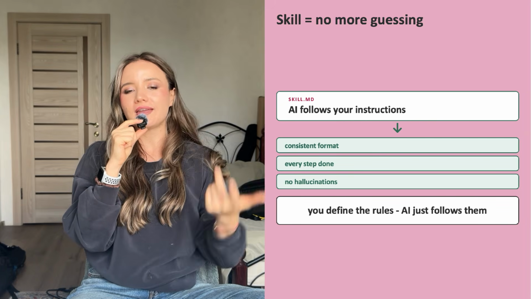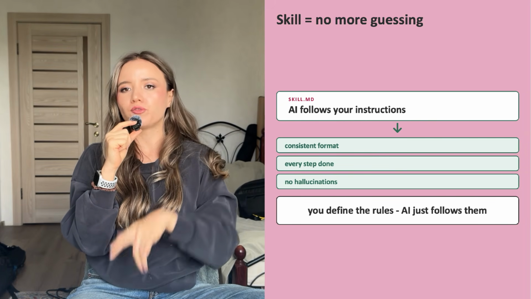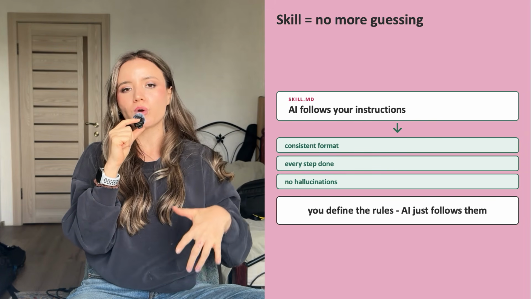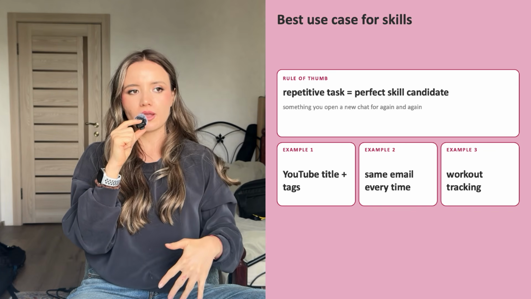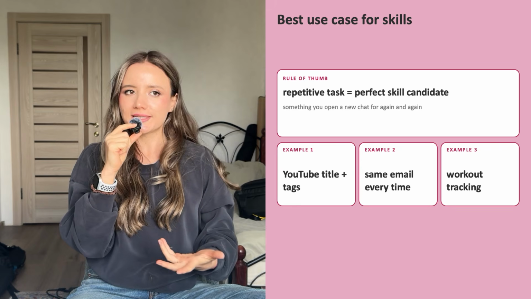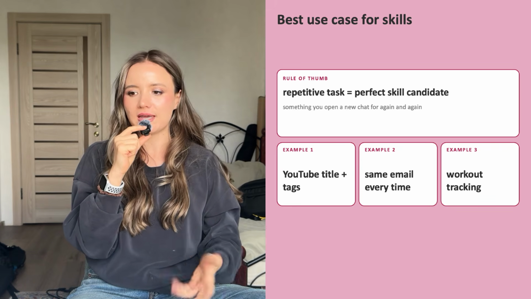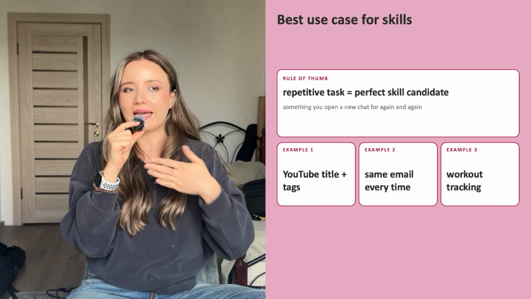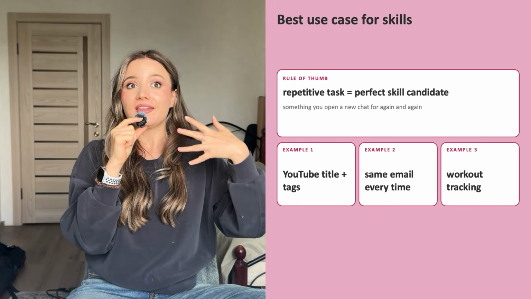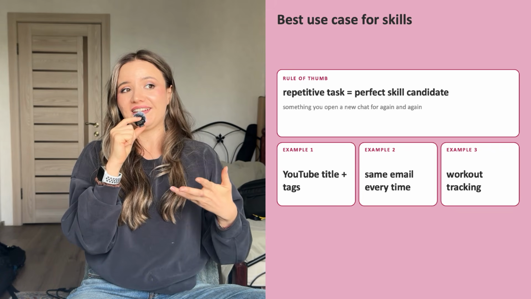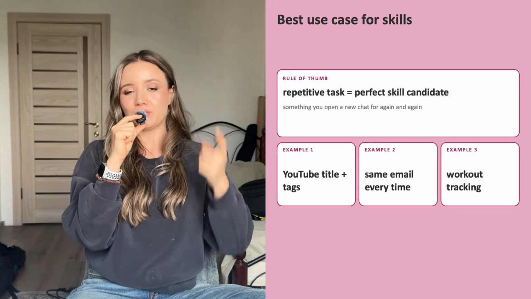So you decide how the tasks should be performed, and then your AI model just follows it. The best use case for skills is a repetitive task, something that you do again and again, and you create a new chat for it, for example. Then it becomes a very good use case for a skill.